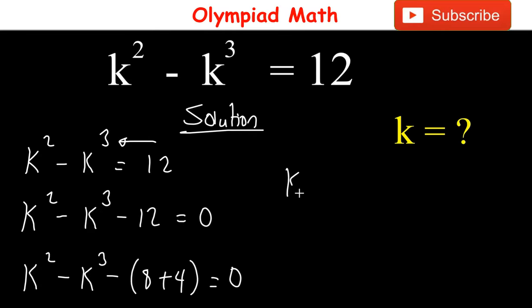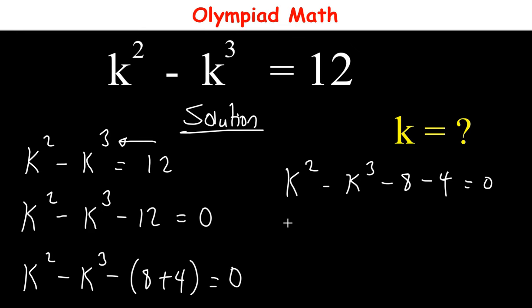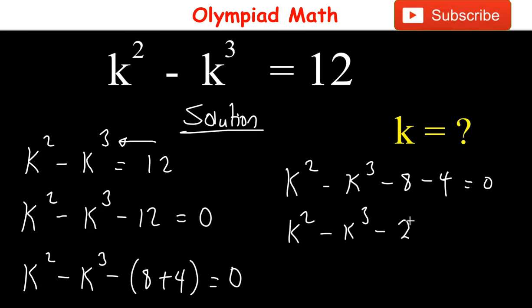So we have k raised to power 2 minus k raised to power 3 minus 8, minus 8, plus 4, minus 4, equals 0. Next, k raised to power 2 minus k raised to power 3 minus 8 can be written as 2 raised to power 3, minus 4 can be written as 2 raised to power 2, and this equals 0.